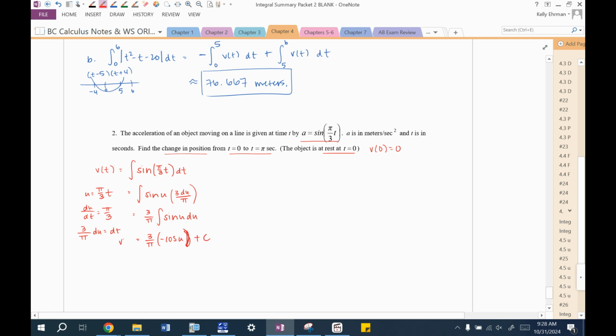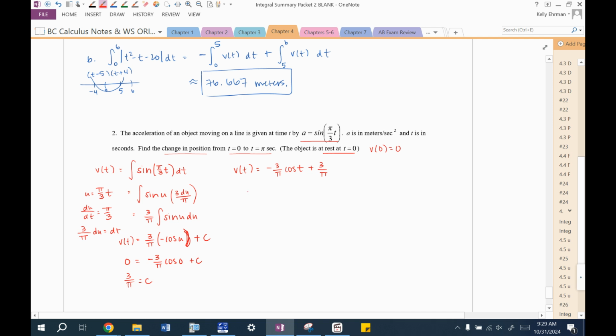And then I need to solve. This is my v of t equation, so I need to plug in 0 for v and plug in 0 for t. So negative 3 over pi times the cosine of 0. Cosine of 0 is 1. So negative 3 over pi plus c is equal to 0. So add 3 over pi. That's our value for c. So let's bring it up here. V of t is the negative 3 over pi times the cosine of t plus 3 over pi.